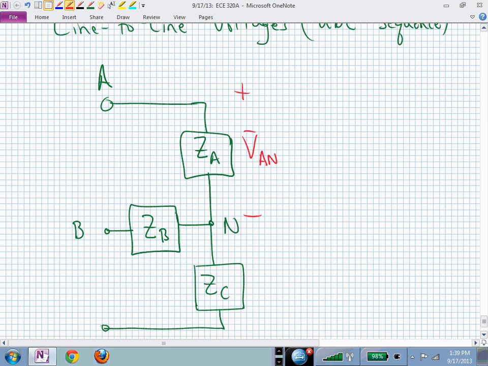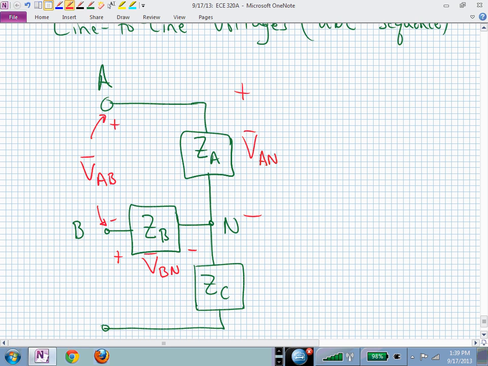V sub AN, isn't it? It's from the A terminal, so that positive is all the way over to point A, capital A. What's my B phase voltage with the same notation, subscript-wise? And what's my A to B line voltage? That's right there, isn't it?